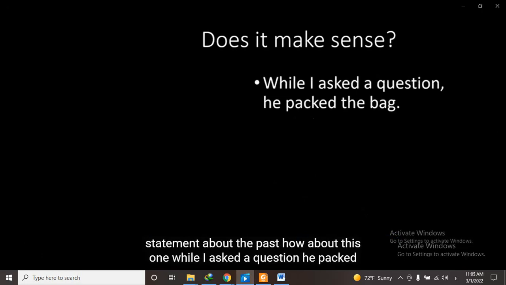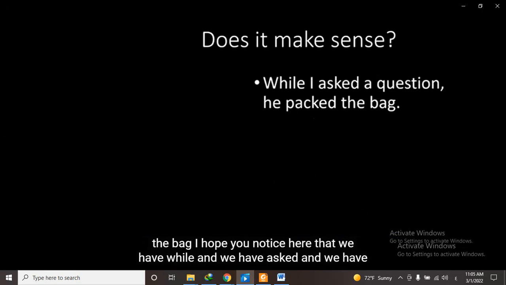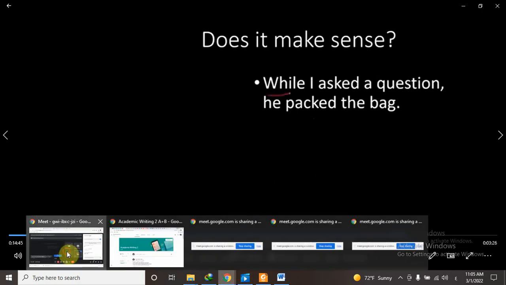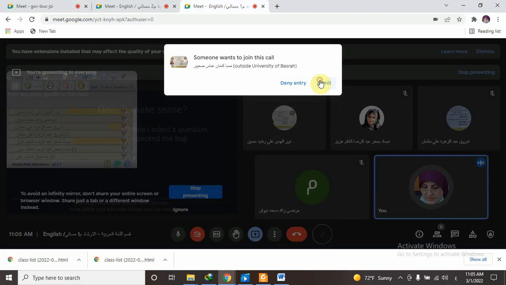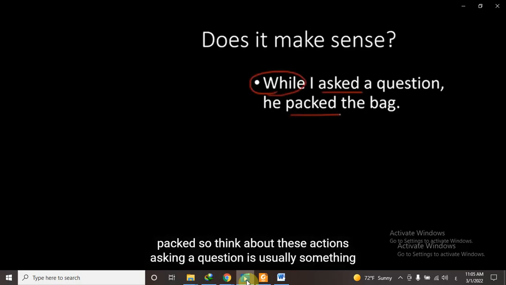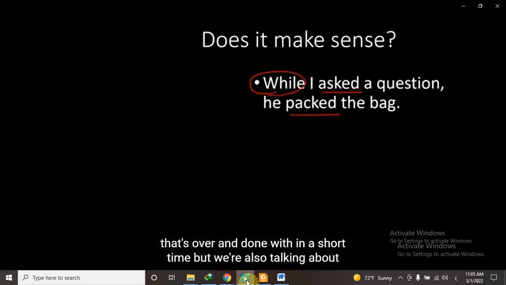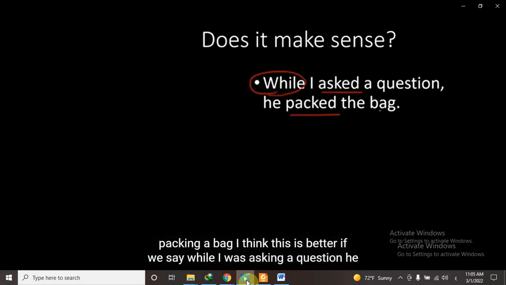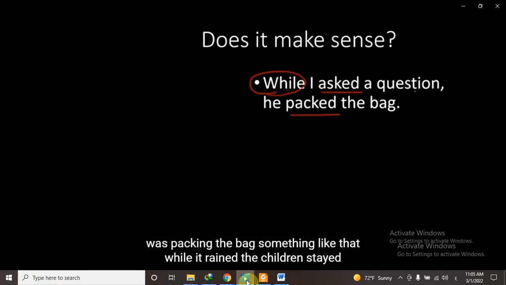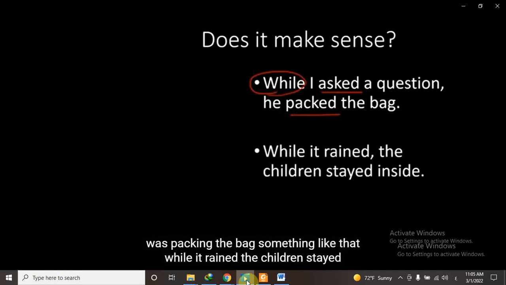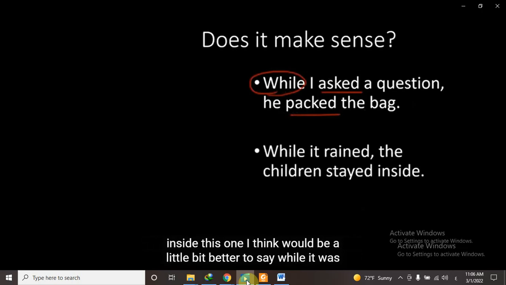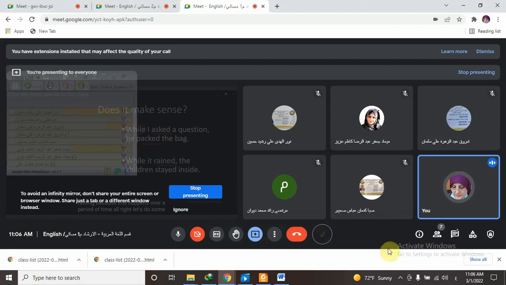How about this one? While I asked a question, he packed the bag. I hope you notice here that we have while, and we have ask, and we have packed. So think about these actions. Asking a question is usually something that's over and done with in a short time, but we're also talking about packing a bag. I think this is better if we say, while I was asking a question, he was packing the bag, something like that. While it rained, the children stayed inside. This one, I think, would be a little bit better to say while it was raining, because this happens over a period of time.